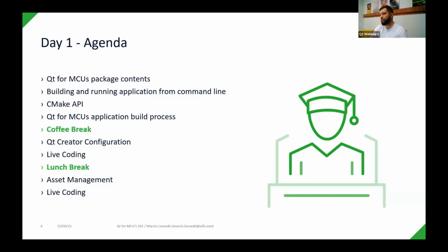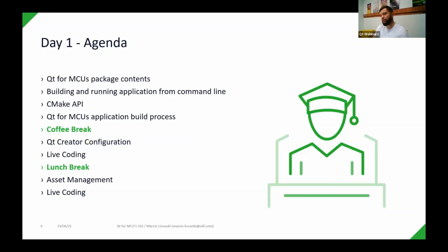Then we will see how to build and run an application from the command line, both for the desktop and for the Renesas board. After we build our first app, there will be time for going through the CMake APIs that are the default way for building projects with Qt4MCUs. We will see what is specific to Qt4MCUs and what is used just from pure CMake.